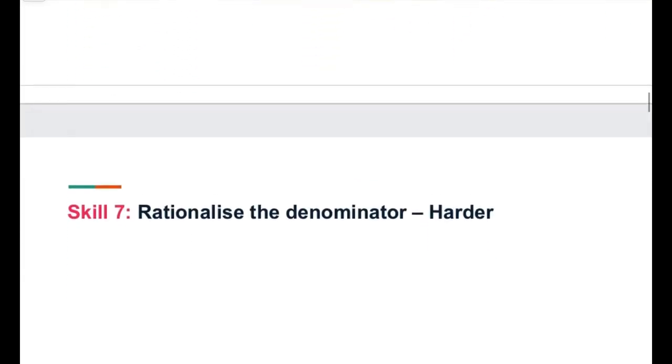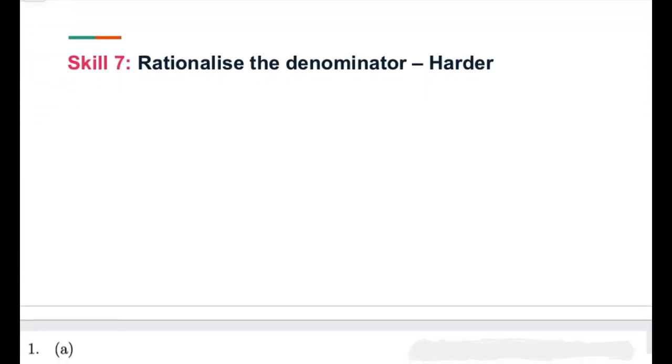Now let's do some harder ones. In the harder one, let us suppose we have 7 minus root 3 over 7 plus root 3. So usually you get these types of questions. Now here, make sure you do not multiply only the surd. A very common mistake students make is just multiplying with that surd. No, you do not multiply with the surd. You multiply with the conjugate.